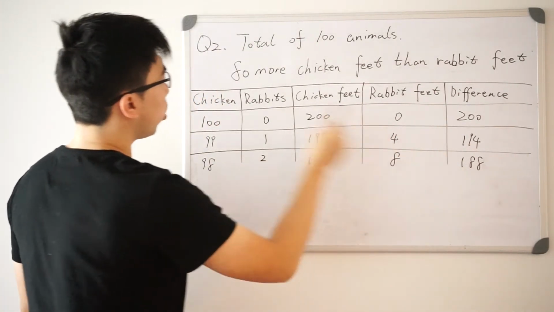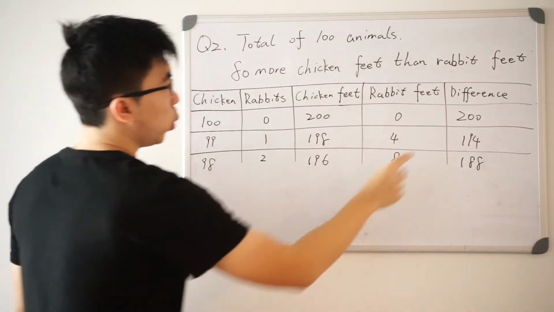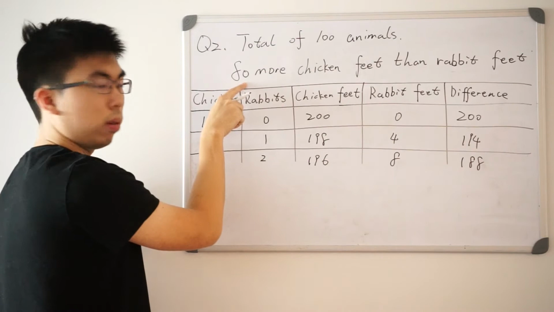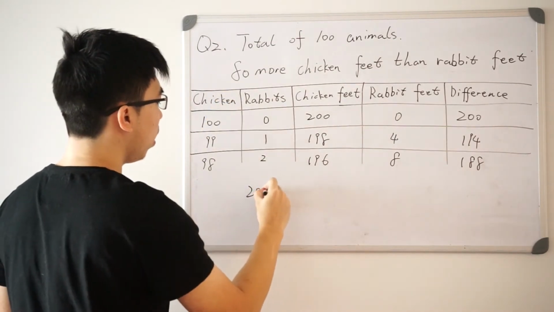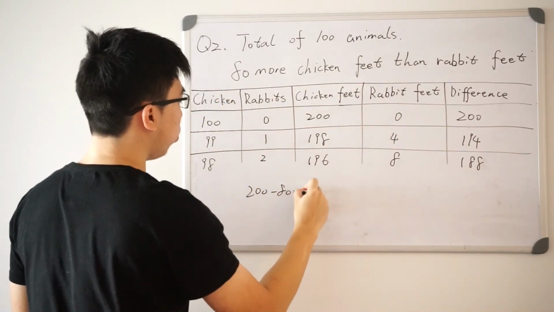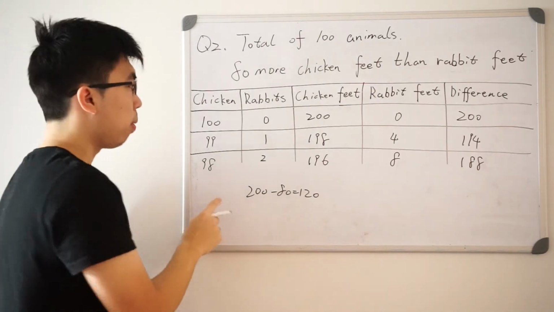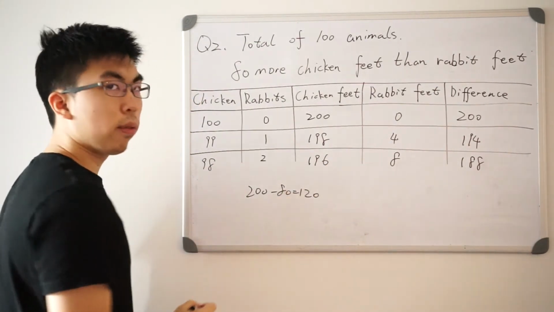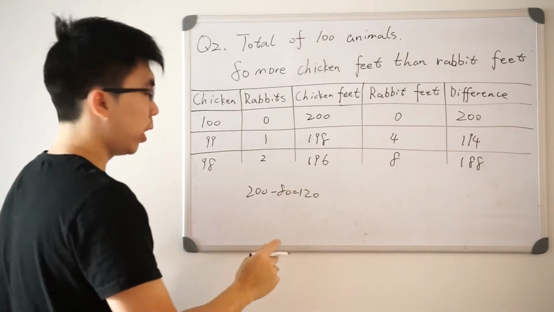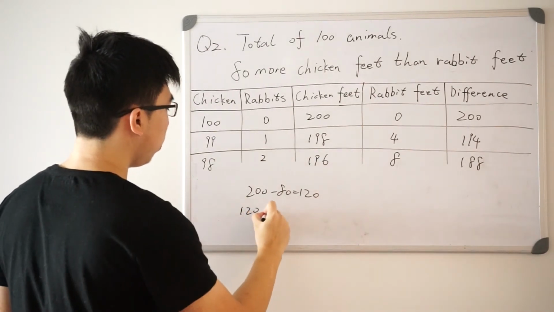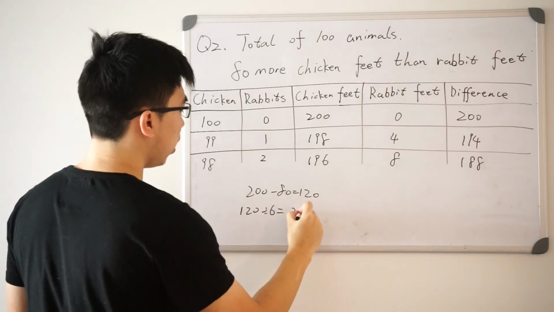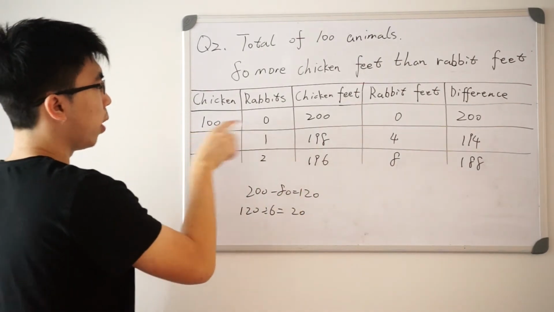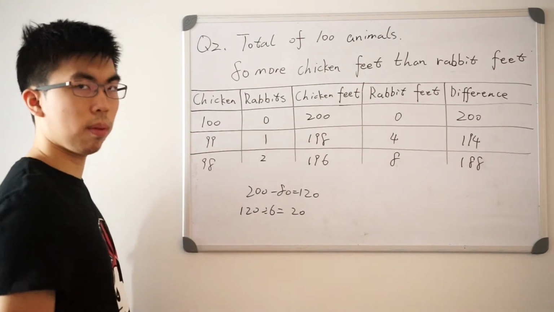And we want that number to go down to 80. So we started with a difference of 200, and we want that number to go down to 80. 200 minus 80, that's 120. So we want our replacements to cause the difference to go down by 120. And for each replacement, this number goes down by 6. So 120 divided by 6, that's 20. So we have to do 20 replacements from this point, from the 100 chicken, 0 rabbit point.